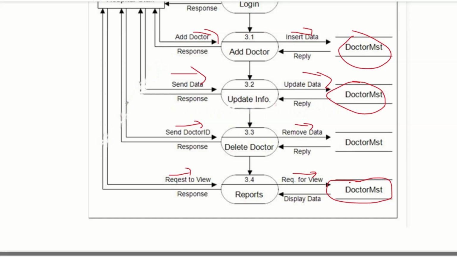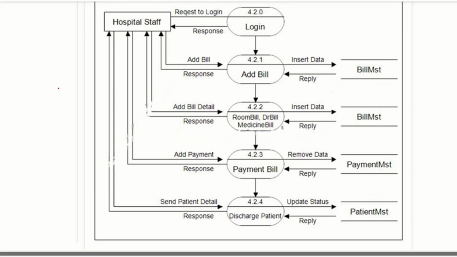So they will log into the system. They can add the bill to the system. They can insert the data, and it will be stored in the bill MST, and they can add the bill details in the system. They can add the room bills, the doctor's bill, and the medicines bill of that patient, and all the bills will be stored in the bill MST. Next, they can add the payment, how much payment is done, and it will be stored in the payment MST, and they can remove the data and then add the data.